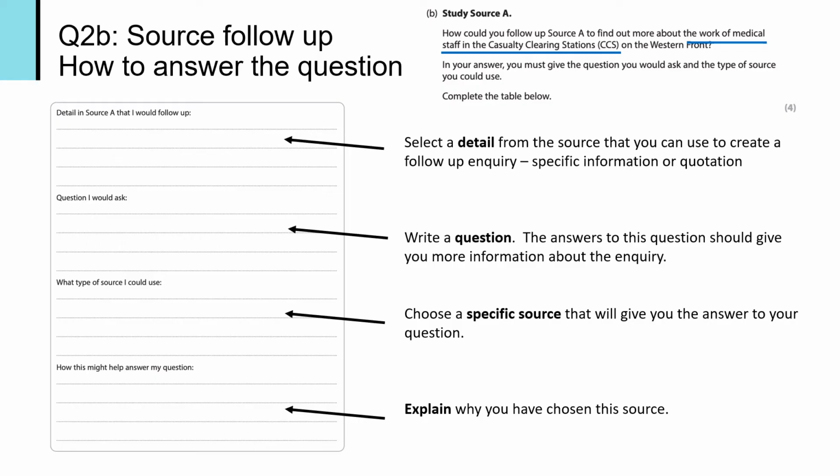You then need to choose a specific source that will give you the answer to your question. You need to know a range of sources that a historian might use to find out more about your historic environment study. Choose the source that you think will have the answer to your question and make it specific to the inquiry by adding a date or a place. In the final part of the grid, you need to explain why you have chosen this source to answer your question.